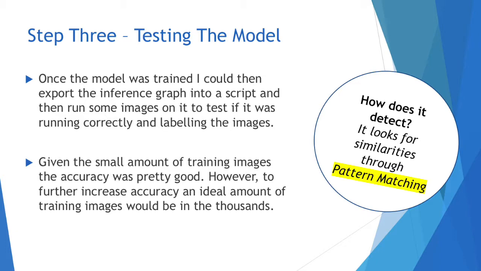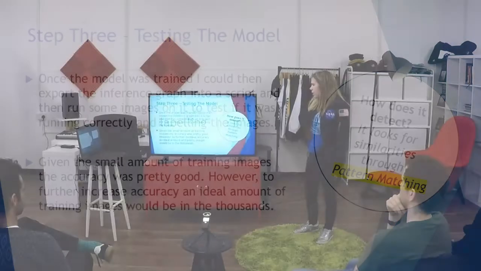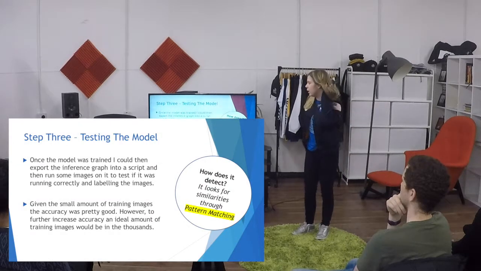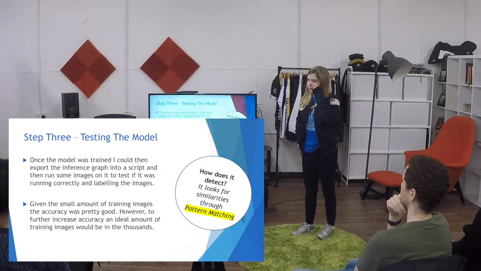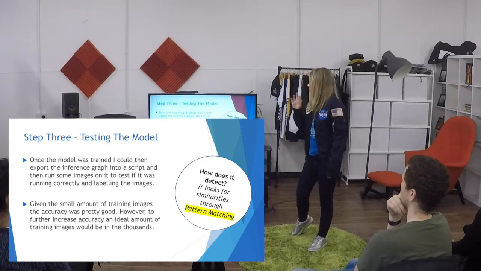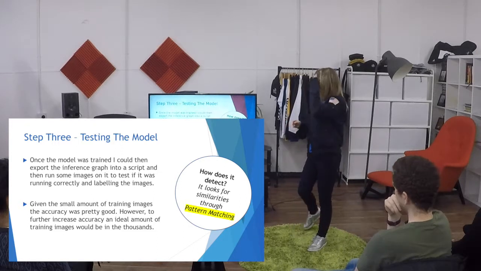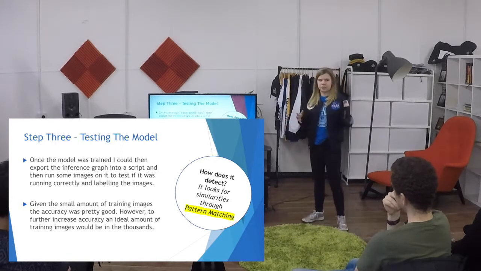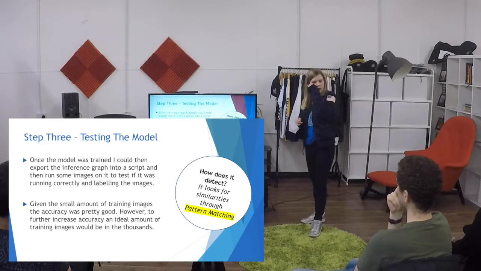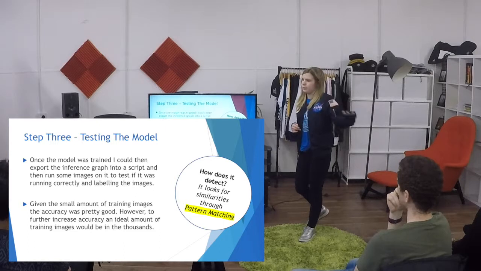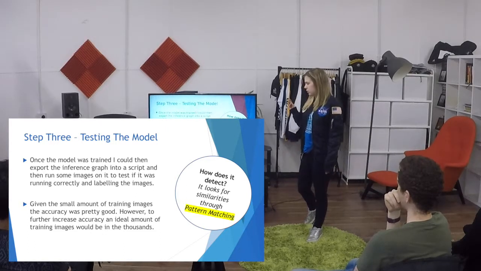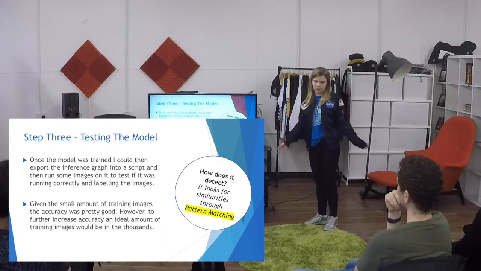And then testing the model. Once the model was trained, I exported the inference graph that was saved out and then ran some test images on it, which I'm going to show in a minute. Given the small amount of training images, because I only did 150, it was doing it pretty accurately. But of course, with more images, better models and so on, it would probably have a much higher accuracy than what I did get.